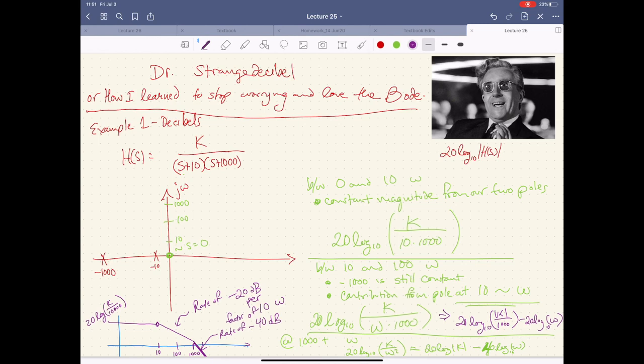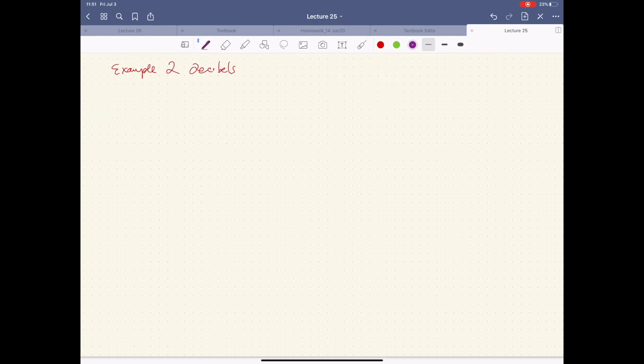Okay, let's do another example so that we can really bring this home and see what happens when we include zeros as well. So let's do a plot here. We'll have one pole at minus 1,000. We'll keep one at minus 1. We're going to have a zero at minus 10. And then we're going to have two poles here and here at, we'll say, plus j99 and minus j99. These are roughly 100, so we're going to put them there as an approximation.